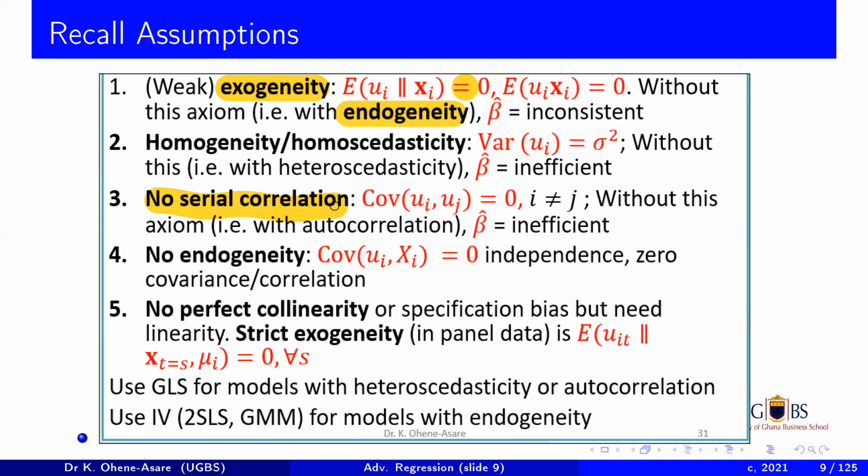Now, when there's a problem with heteroscedasticity and autocorrelation, you use a model known as feasible GLS or GLS. Notice, this is important. But when there's a problem with endogeneity, you resort to instrumental variable regressions, some of which are two-stage least squares and generalized method of moments.